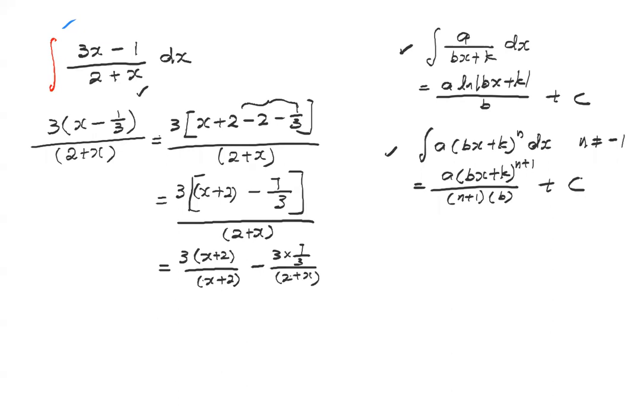Am I right? So whoever can modify fast, you can modify fast. So I make it like that. 3 minus 7 over 2 plus x.